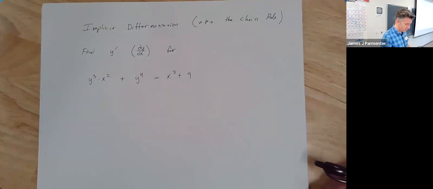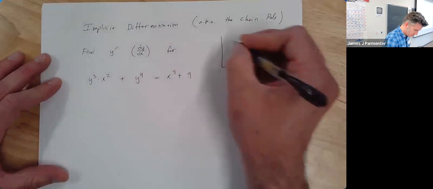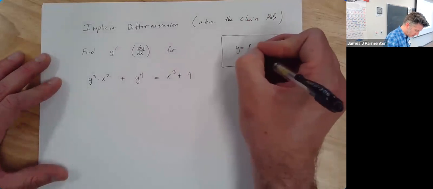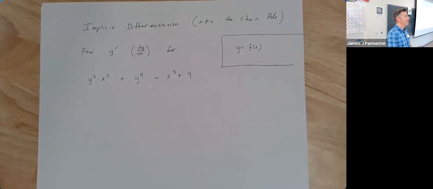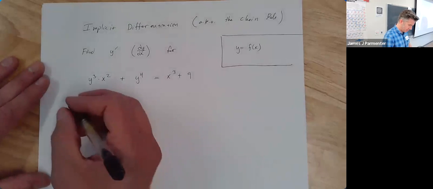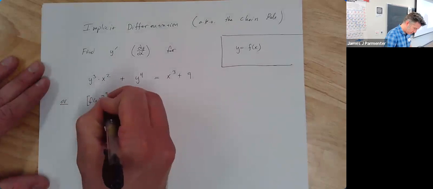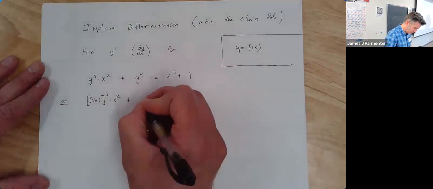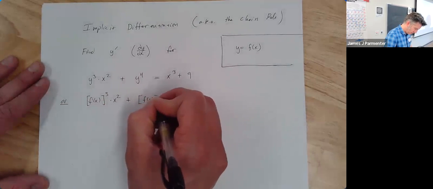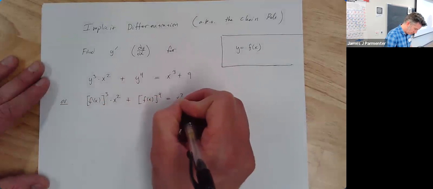The point here, though, is that y is a function of x, or at least we're pretending like it is, because it's not always a function of x. So if you really wanted to, you could rewrite this. And I'm going through this one time, and I'm going to point out that you don't have to do this. I'm going to rewrite this as f of x cubed times x squared plus f of x to the 4th equals x cubed plus 9.